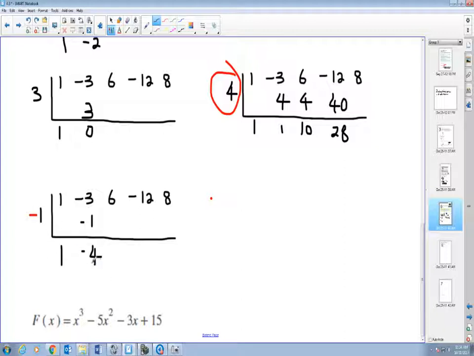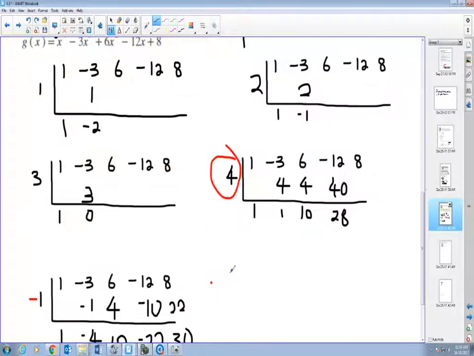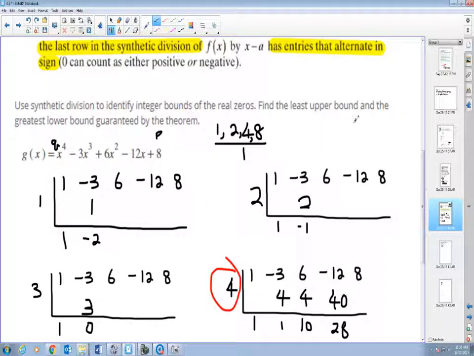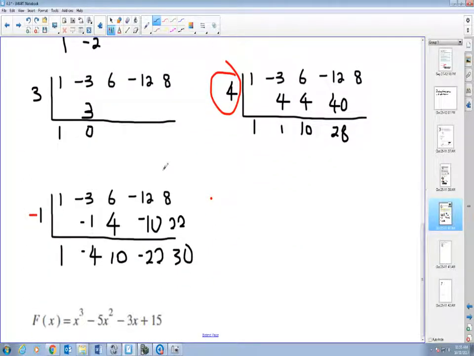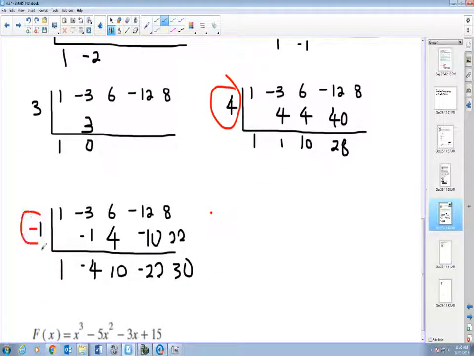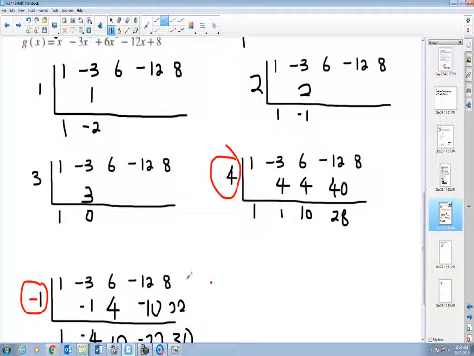Negative 1 times negative 4 is positive 4. That's a 10. This is negative 10. Add them up is negative 22. So I'm still alternating signs. Negative 1 times negative 22 is positive 22. If I add them up, that's a 30. So since I'm alternating signs, this is going to be my greatest lower bound. This is the greatest lower bound. That's the least upper bound.